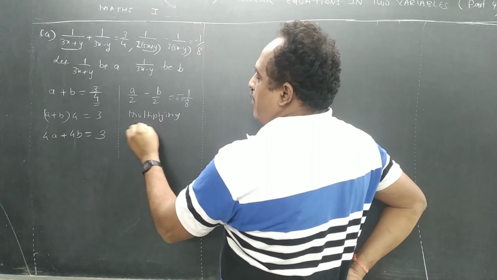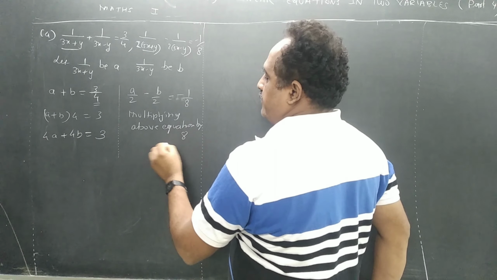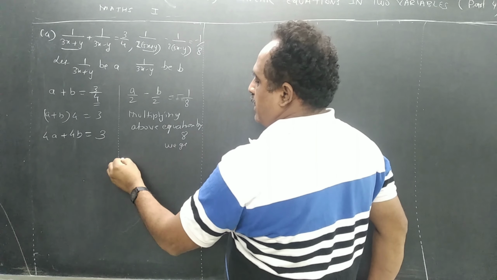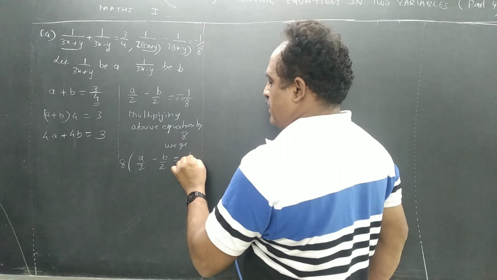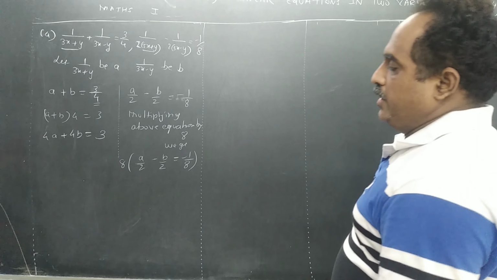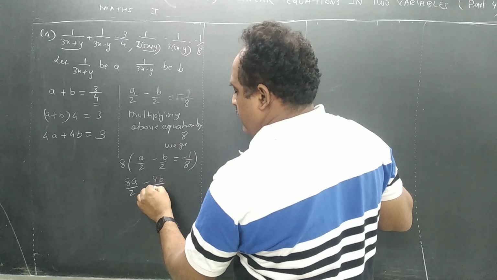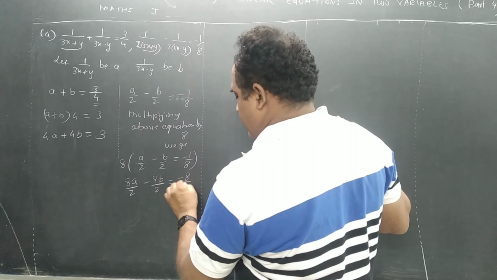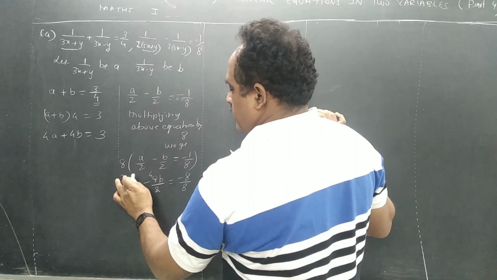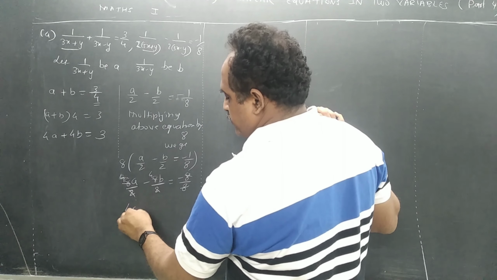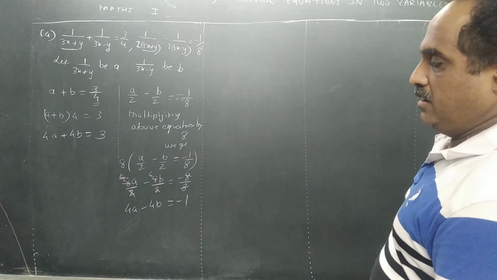Multiplying the above equation by 8, we get 8 in bracket A by 2 minus B by 2 is equal to minus 1 upon 8. So what you are getting is 8A by 2 minus 8B by 2 is equal to minus 8 upon 8. If I cancel it, what I am getting is 4A minus 4B is equal to minus 1. Have you understood this?